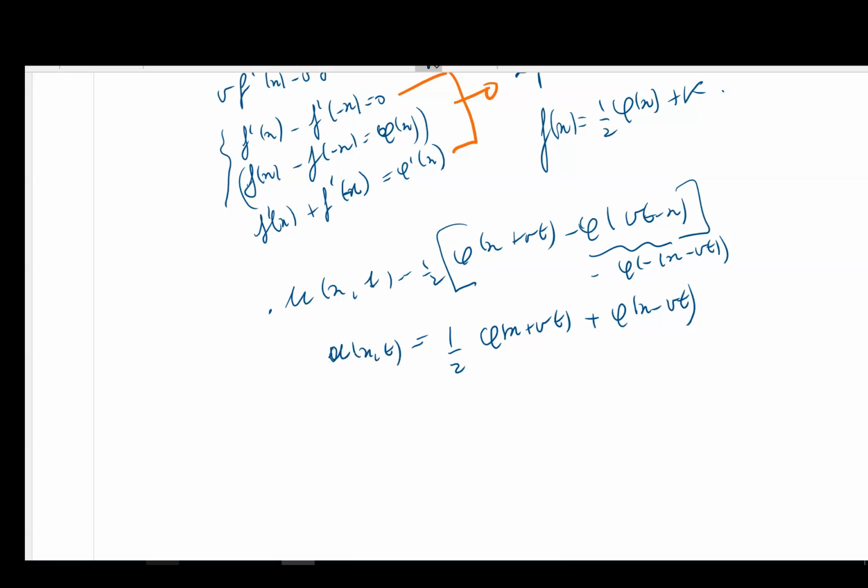u of x, t. This is what we have. And probably if you compute the Fourier series expansion of this function, you will find exactly the expansion that we have found in the previous question.